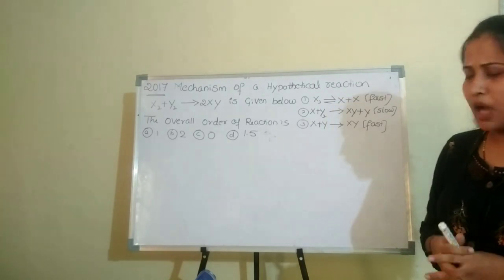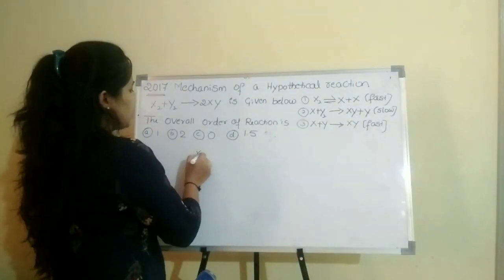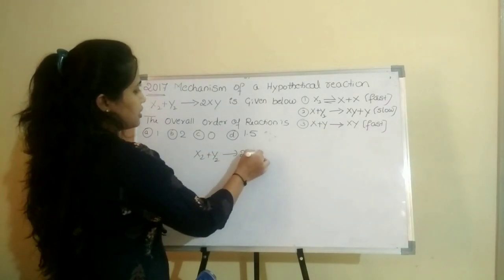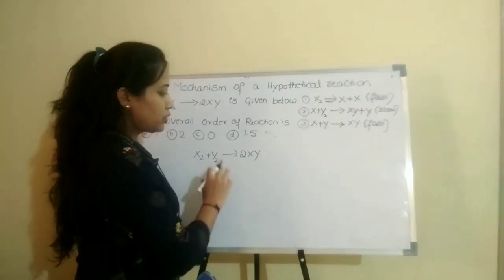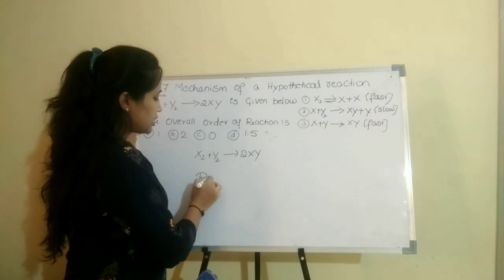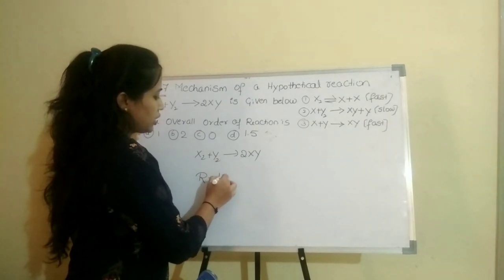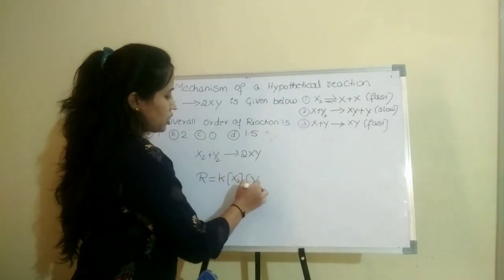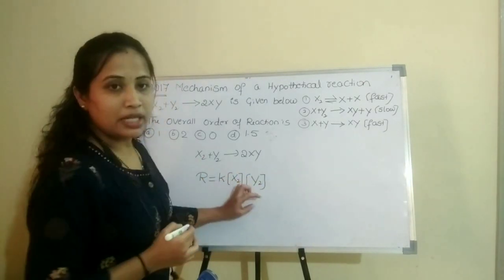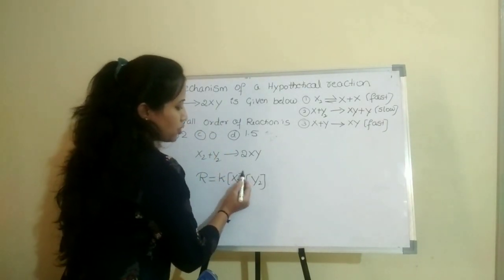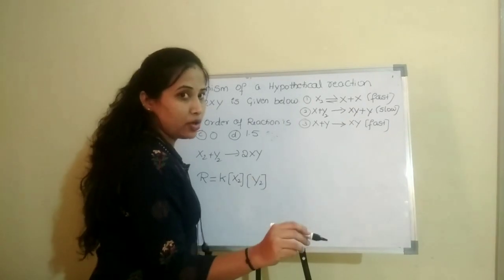Now let us consider the reaction, X2 plus Y2 gives 2XY. For this we need to find the order of the reaction. Can I write the rate equation for this? R is equal to K into concentration of X2 into concentration of Y2. This is the rate equation for the given reaction. If we add the powers of these concentrations, we will get the order, right?